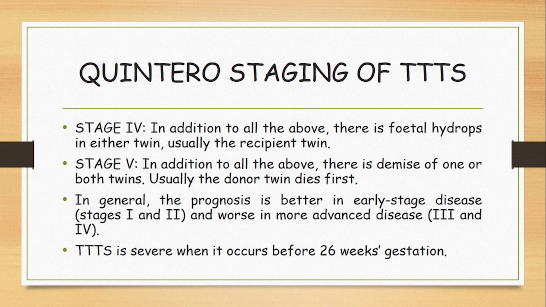Stage 4. In addition to stage 3, we have fetal hydrops in either twin. Usually, the recipient twin is the one that becomes hydropic because of the large size and polyhydramnios.